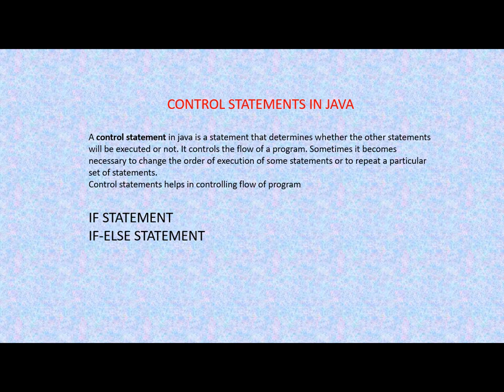In this video, we will study control statements in Java. Control statements help us to control the flow of the program. That means the statements in your program can be executed first or later on, or a control statement can decide which statement should be executed and which should not. In this video, we are going to discuss two control statements, that is the if statement and the if else statement.